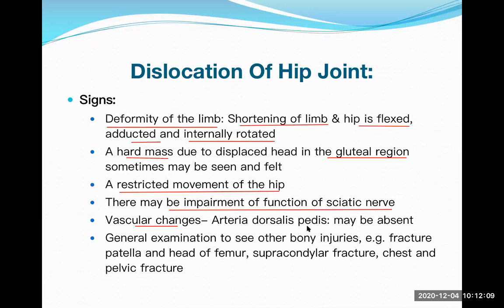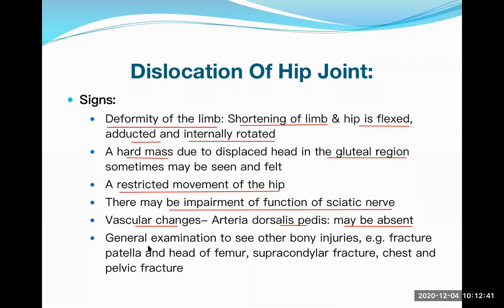Some vascular changes may occur because of dislocation of the hip joint. The blood vessels which are nearby may be damaged. Femoral artery is one of them. So we need to palpate the distal pulses. One of them is the arteria dorsalis pedis and another is the posterior tibial artery. If they are absent or feeble in comparison to the other side, then we know blood vessels might have been damaged.